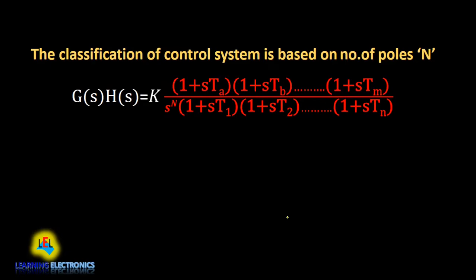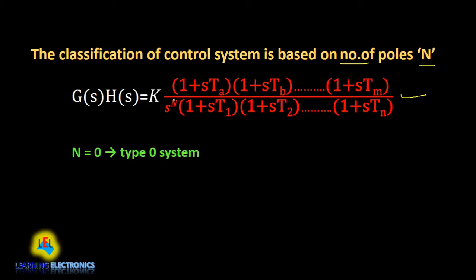Now next one is classification of the control system. That means classification of the type of system which is based on the number of poles, that is represented by capital N. Okay, so this is the time constant form of the open loop transfer function. So here we can see that there is a single s in the denominator. So the power of this single s finds the type of the system.